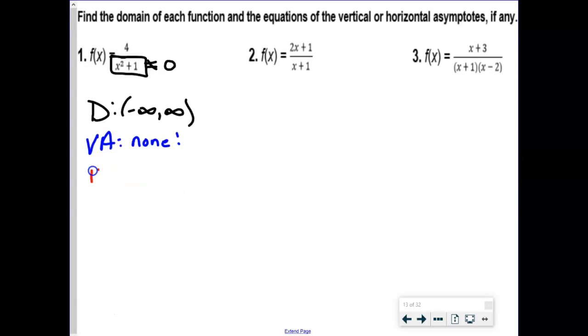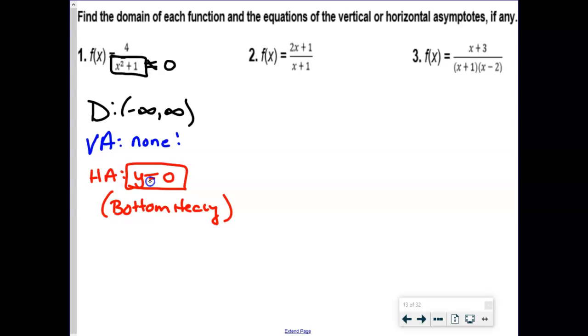But horizontal asymptote you can answer for me. Is this top heavy, bottom heavy, or equal weight? This is bottom heavy. So what does your little cheat sheet say about bottom heavy ones? At y equals 0. So make sure you give me the equation y equals 0. Don't just say 0.